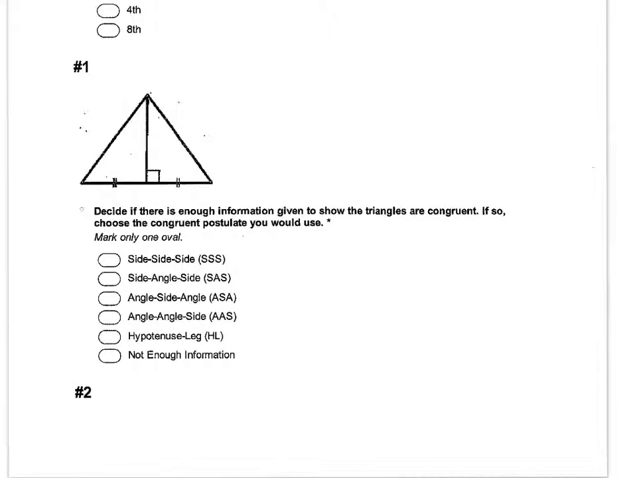Okay, it says, decide if there's enough information given to show that the triangles are congruent. So these two triangles, are they congruent? If so, what postulate would we use? And you've got 1, 2, 3, 4, 5, 6 different choices. Side, side, side, side, angle, side, angle, side, angle, angle, angle, side, hypotenuse, leg, or is there not enough information? One thing I think is kind of a key here, what we want to point out, it'd be this guy right here. He could be very helpful in you finding out your answer. That's number one.